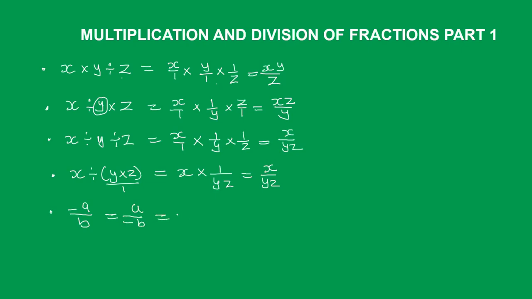Remember that negative a over b is just the same as a over negative b. It's just the same as negative a over b, like this. So it's just the same thing. Remember this.